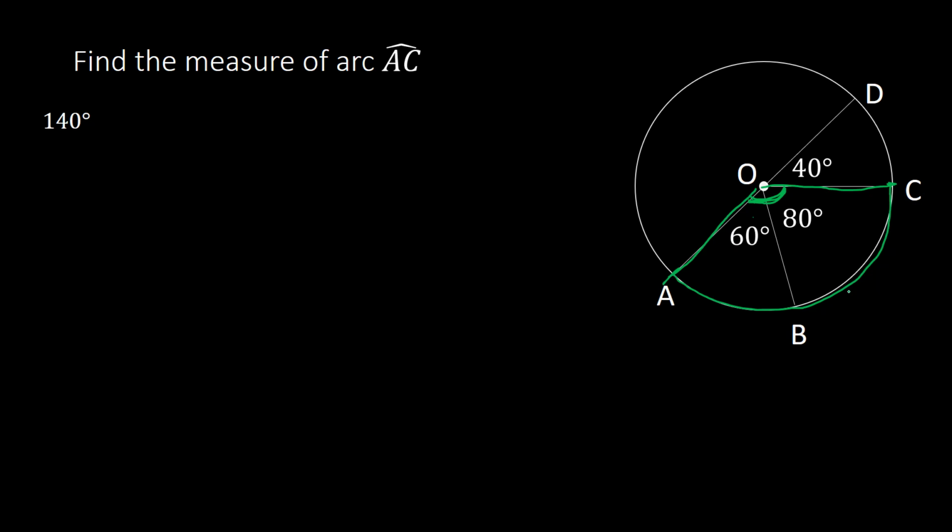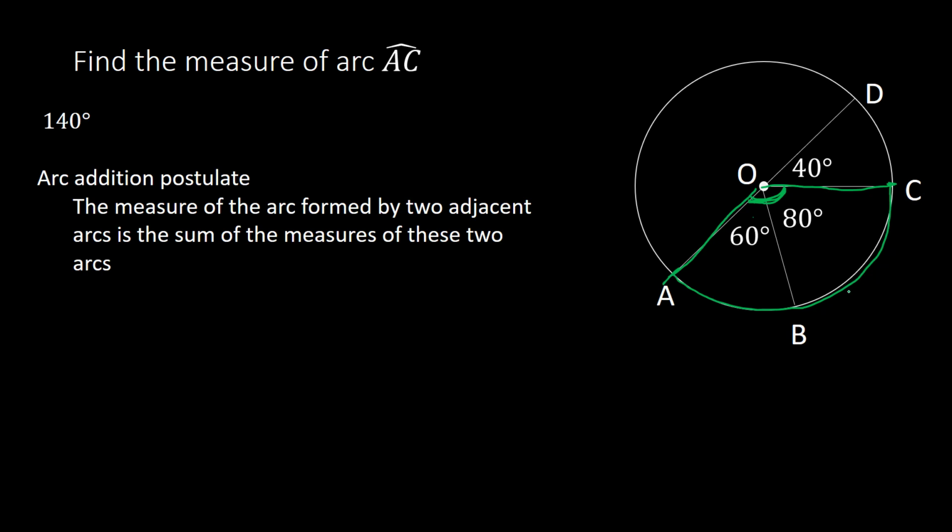also be 140 degrees. So that is what we call the arc addition postulate, which says that the measure of the arc formed by two adjacent arcs is the sum of the measures of these two arcs. So we know AB would be 60 degrees, and then arc BC would be 80 degrees, the same as those central angles. And so if we just add 60 plus 80 together, we get the measure of the bigger arc, arc AC. So that is what we call the arc addition postulate.